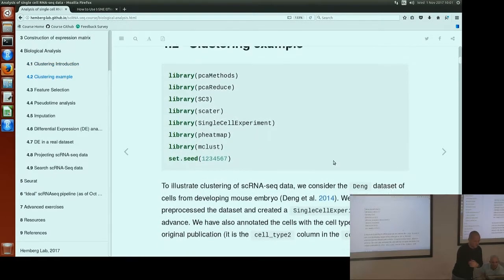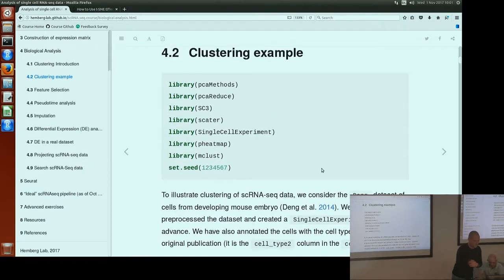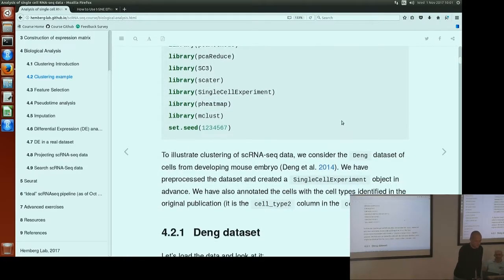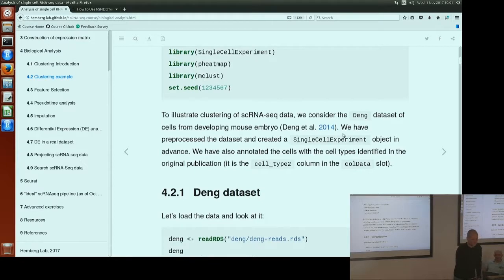All right, so to illustrate clustering tools, we will use a DENG dataset, which is a dataset from developing mouse embryo. This was one of the first good quality datasets published in single cell RNA-seq data. We have already processed this dataset, so we created a single cell experiment class object.